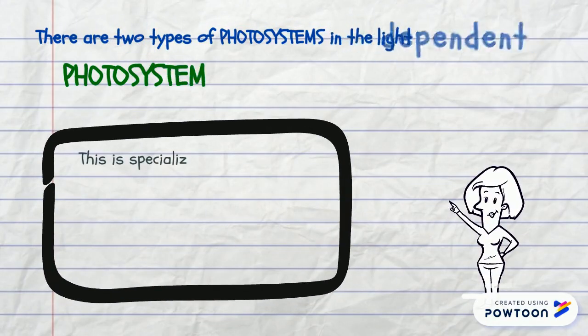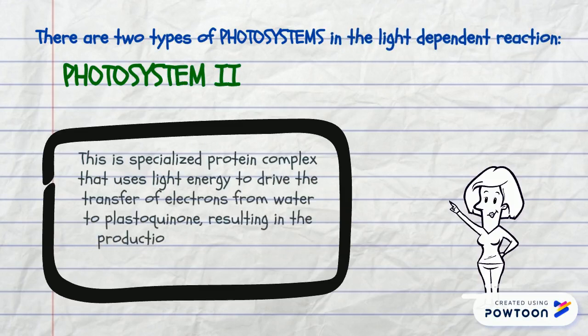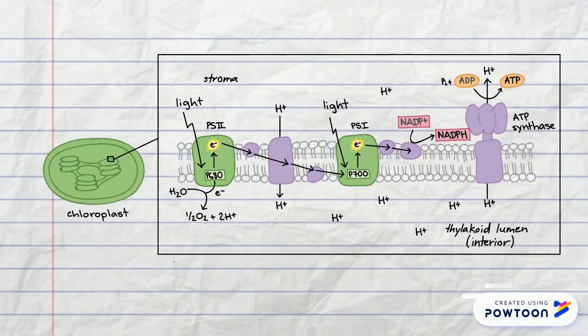Photosystem 2. This is a specialized protein complex that uses light energy to drive the transfer of electrons from water to plastoquinol, resulting in the production of oxygen and the release of reduced plastoquinol.